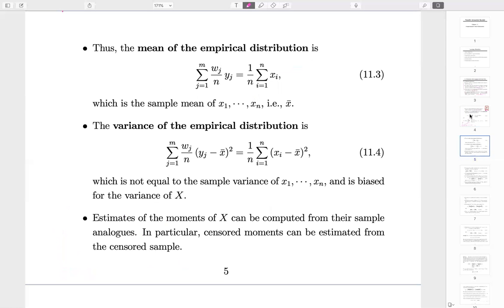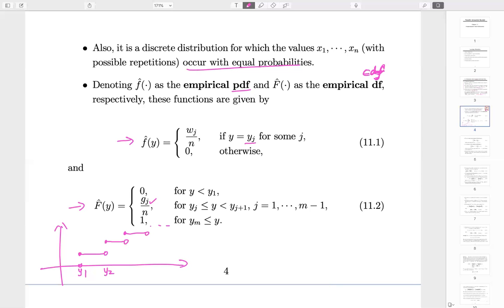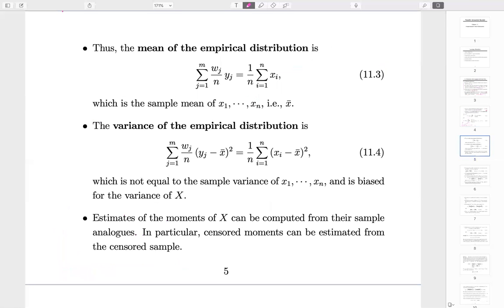Once we define the empirical probability function and the empirical CDF, by the way, the notation is you put a hat: small f hat and capital F hat. Once we have that, we can easily define the expectation. The mean of the empirical distribution is just the sample mean. It's trivial. We can also define the variance, but variance is slightly different from the sample variance.